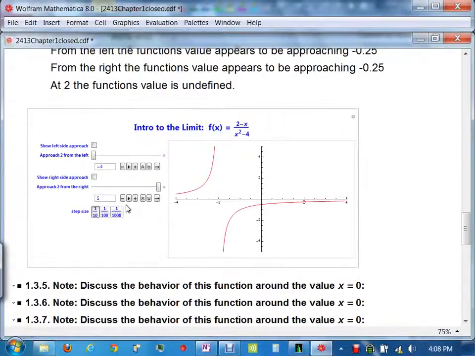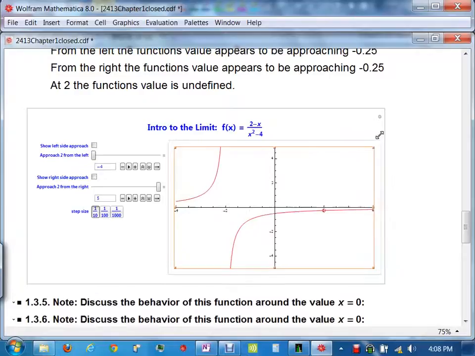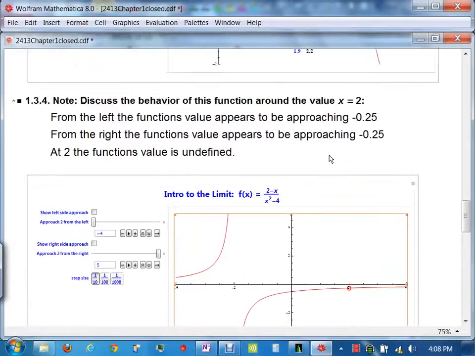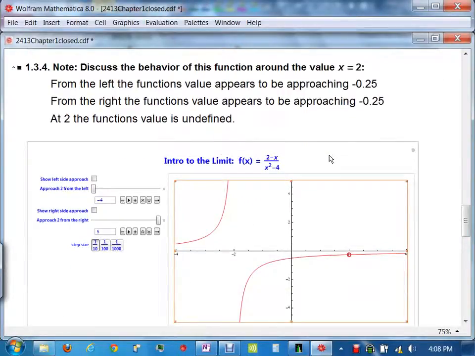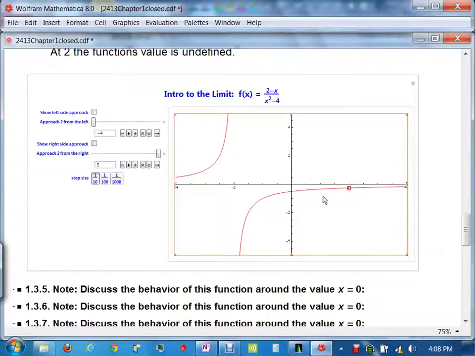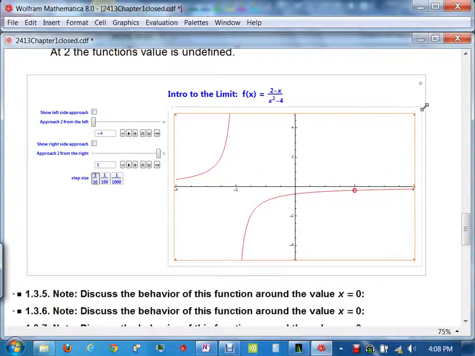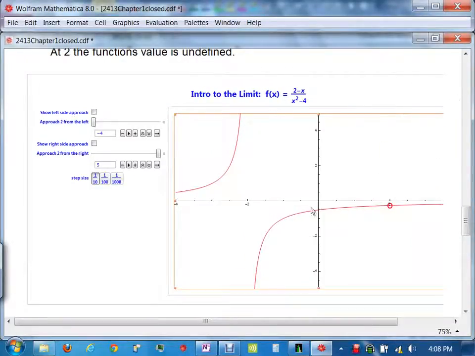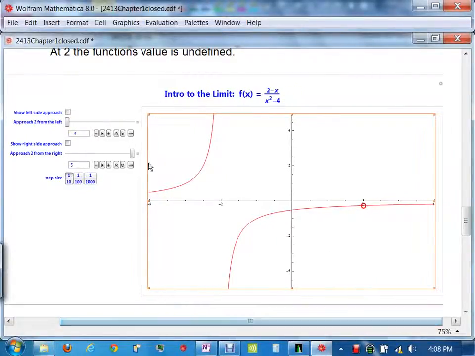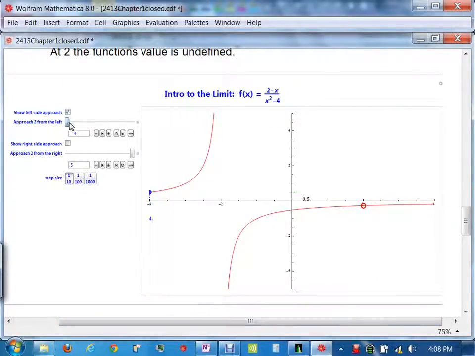Look at this one around 2. We're looking at 2, not negative 2. Well, hold on. Let me read the instructions. Discuss the behavior of the function around 2. Kind of hard to see it. This is 2 right here. What's happening from the left? Well, there's an asymptote way over there, but that's not close to 2, right? Over here is negative 2. I'm not concerned about that. It's what's happening over here.